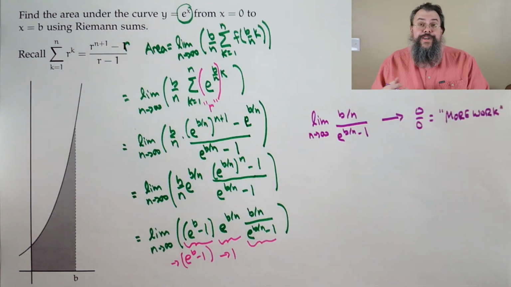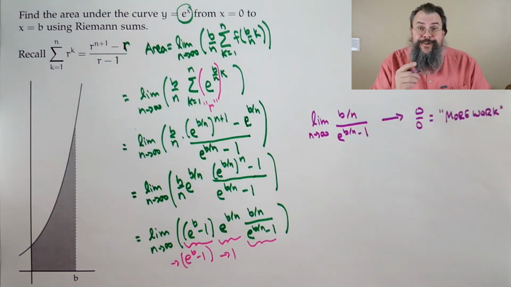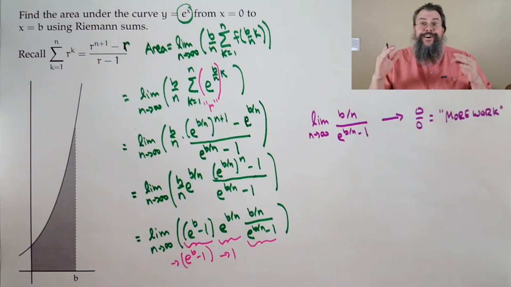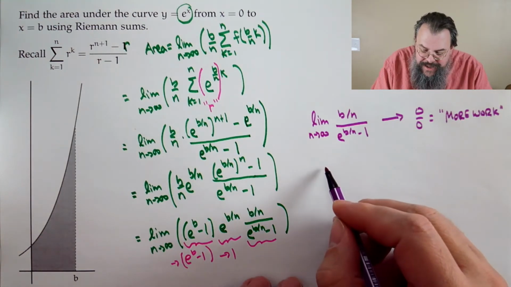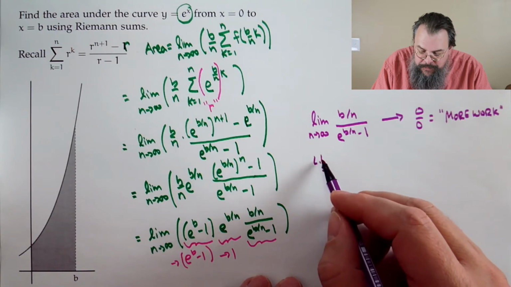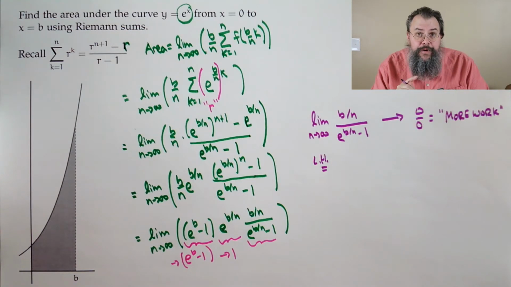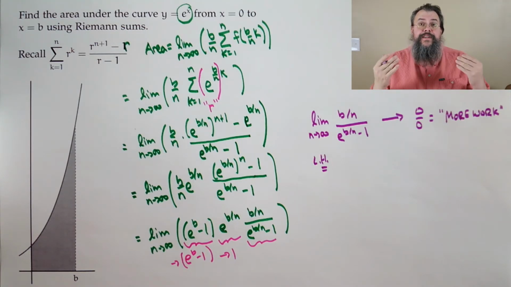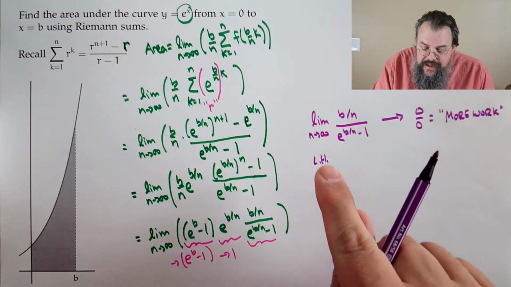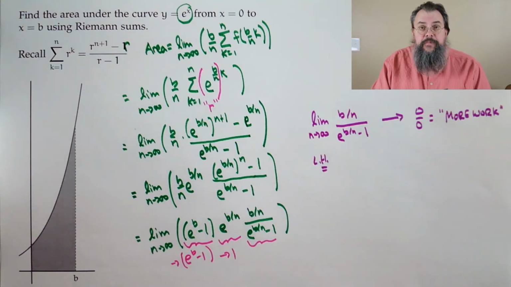What is the more work? Well, l'Hôpital. Aha! L'Hôpital, mon ami! Ah, it has been too long. So, we'll do l'Hôpital. Now, keep in mind, what's the variable? In other words, what's the part that's changing? It's not the b, it's the n.